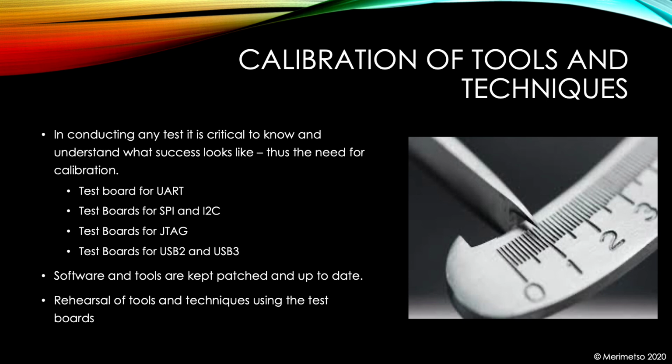So calibration of tools and techniques is critical to a test and should always be done prior to the commencement of a test. This can involve us having test boards which are in known good states. For example, test boards for UART, serial programming, JTAG, USB, etc. They allow us to calibrate our tools. So for example, if I'm looking for a UART signal, and my tool for identifying a UART signal, I need to know that that tool is working correctly. A calibration board allows me to do that. So when I run a test on the target of evaluation, i.e. the board I'm testing, I'm going to know whether that success is a pass or a failure.